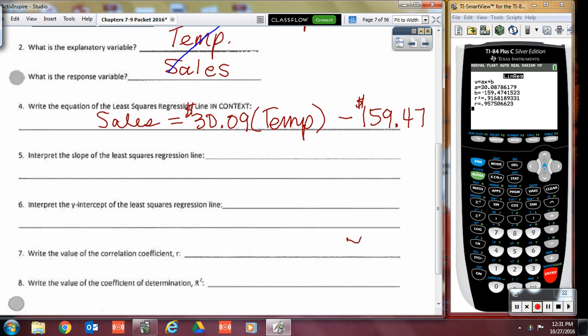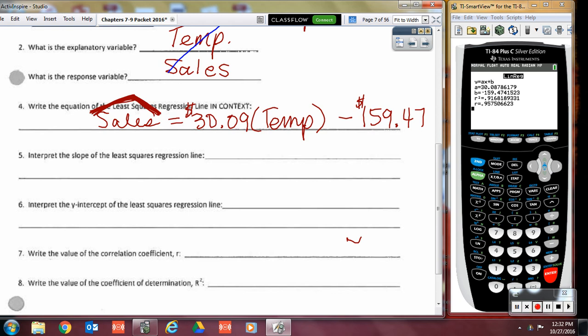So therefore, this answer that you have written on number 4 is wrong unless you have a prediction hat, kind of like a sorting hat. You have a prediction hat on sales, because this is saying that the predicted sales is 30.09 times the temp minus 159.41. Predicted sales. I will mark it wrong. AP will mark it wrong if you do not have that prediction hat.